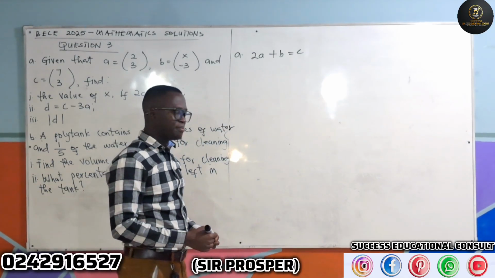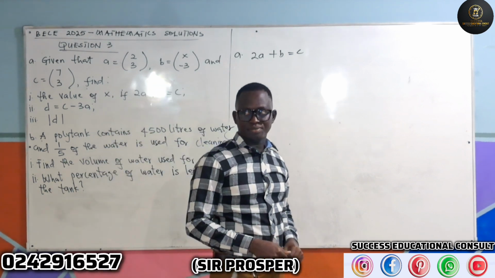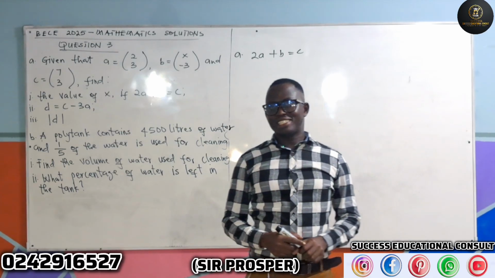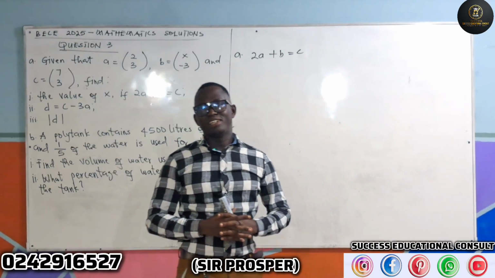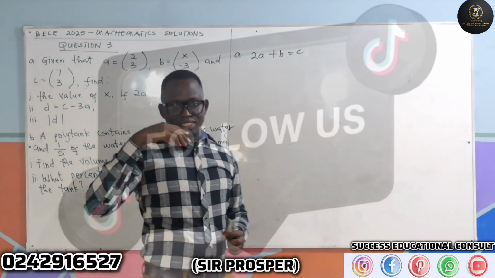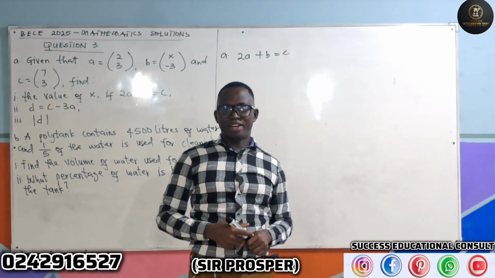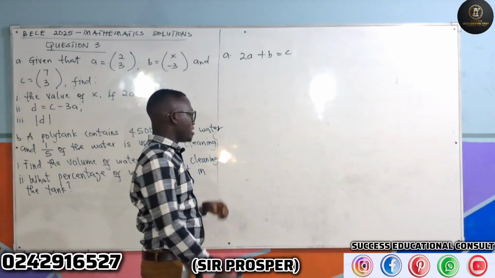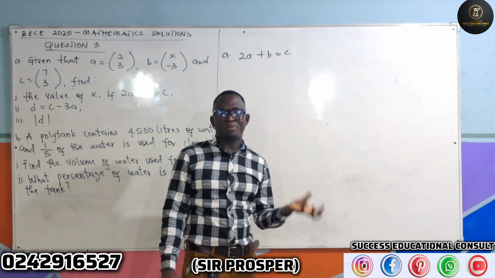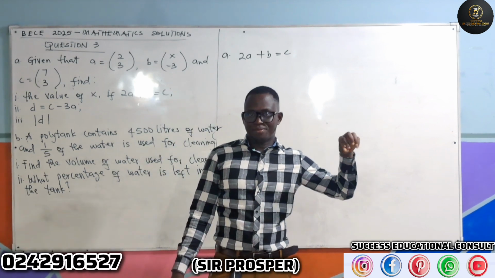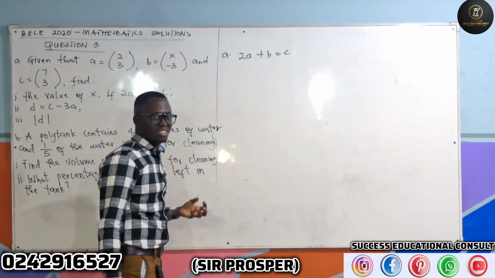Now before I move on, vectors normally appear in BECE simply because candidates normally treat vectors as fractions. So examiners or WAEC are always bringing vectors, sometimes to test the intelligence of students. So when you see vectors, they are not fractions. Take note of that. You can use a fraction to multiply a vector. In that case, that fraction is called a scalar, which is used to multiply the vector. But vectors are not fractions.